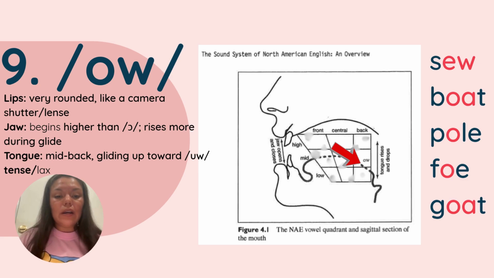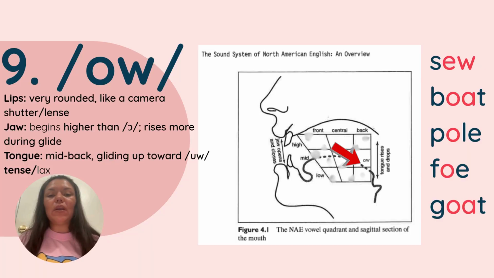Our tongue, as we can see here in the picture, is in the mid back, and it is gliding up towards the oo sound. This is considered a tense phoneme, and we can see it here on the outer edge of this quadrant. Now, we hear and see this phoneme in combinations of EW, OA, and O. Some examples of these words are so, boat, pole, foe, and goat.